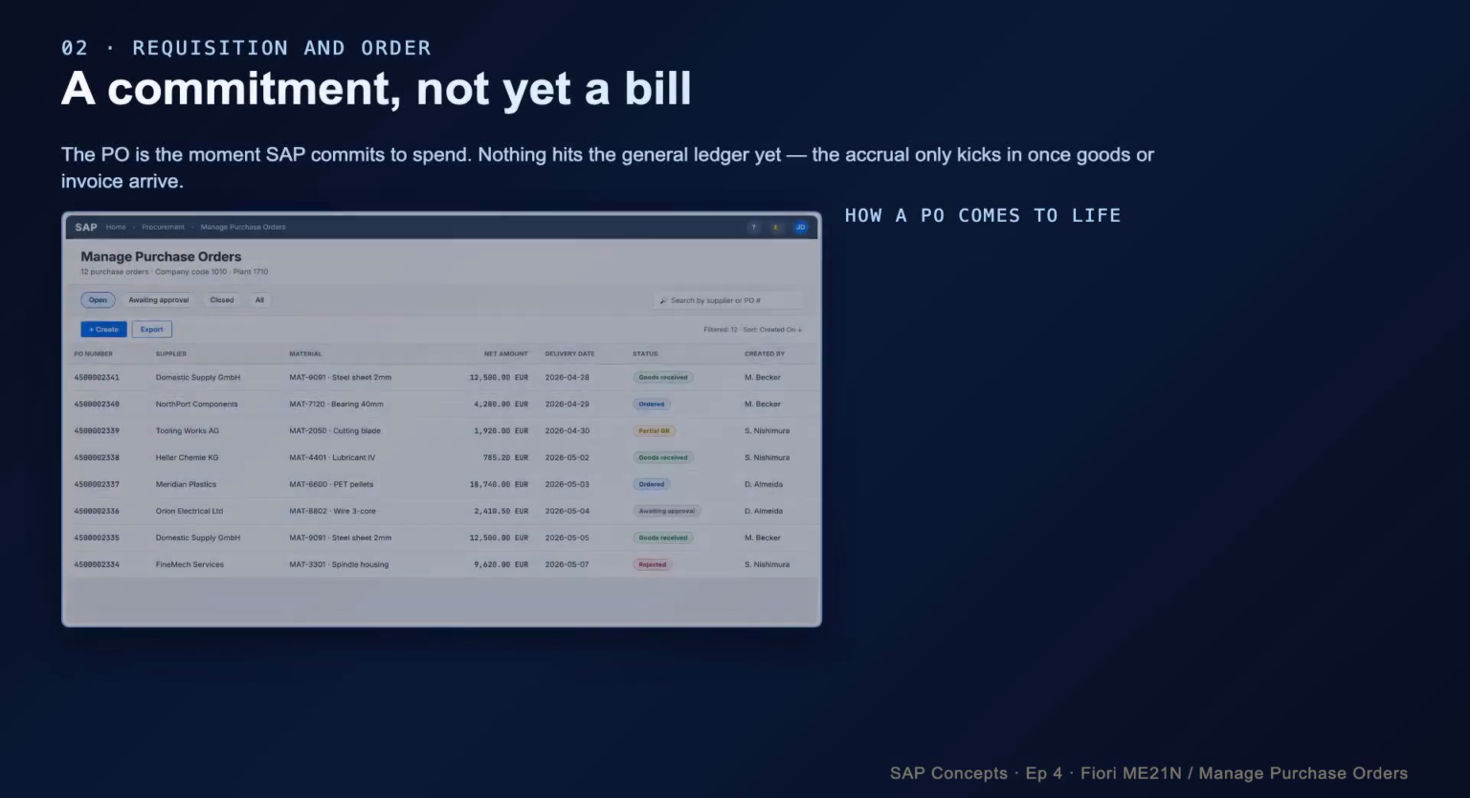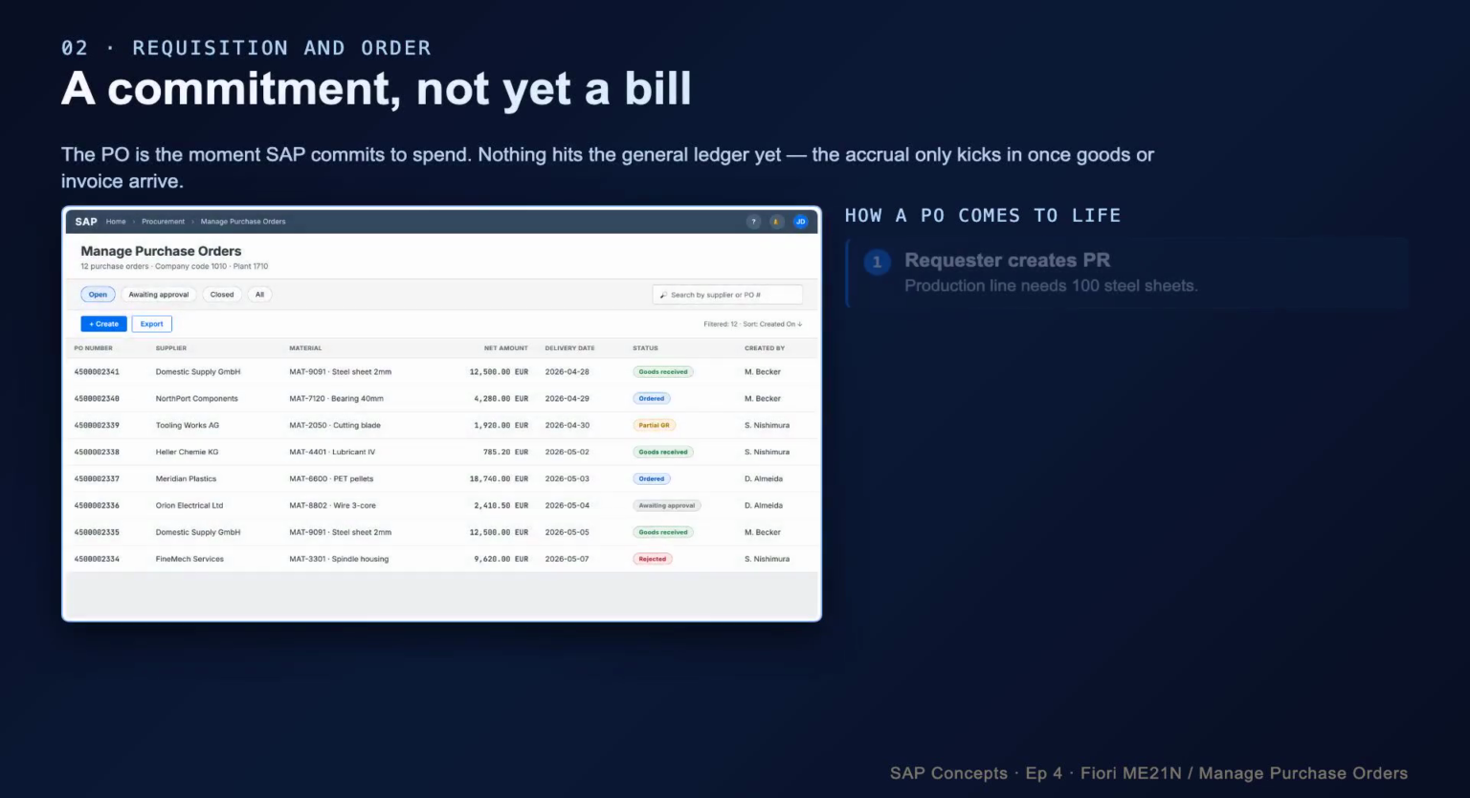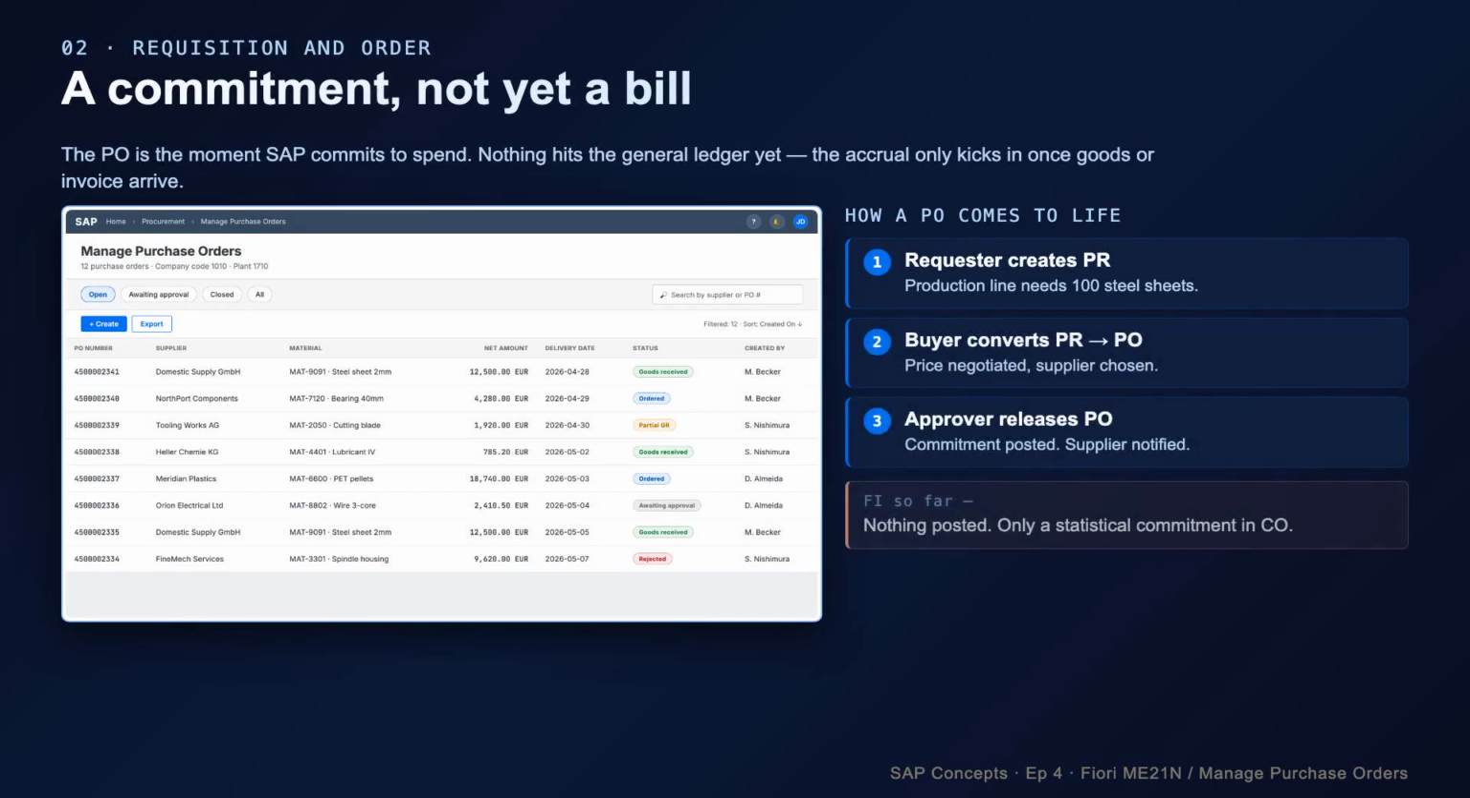Step 1. Requisition and order. A requisition is the internal ask. Someone on the production line needs 100 steel sheets. A buyer reviews, gets a price from the supplier, and converts the requisition into a purchase order.